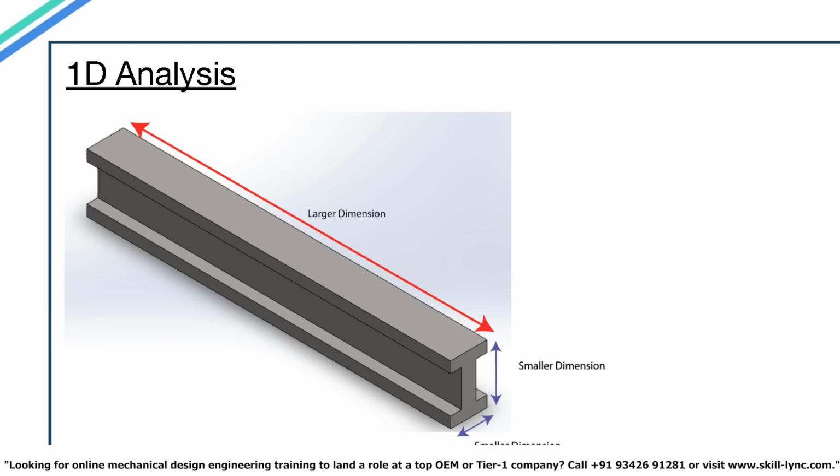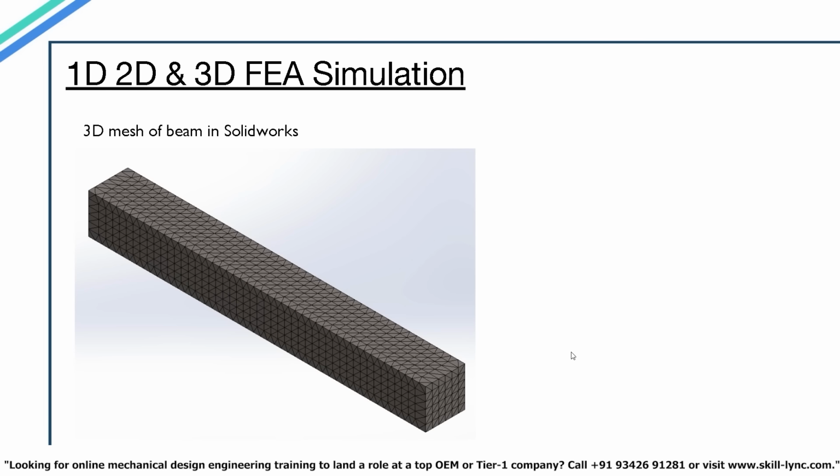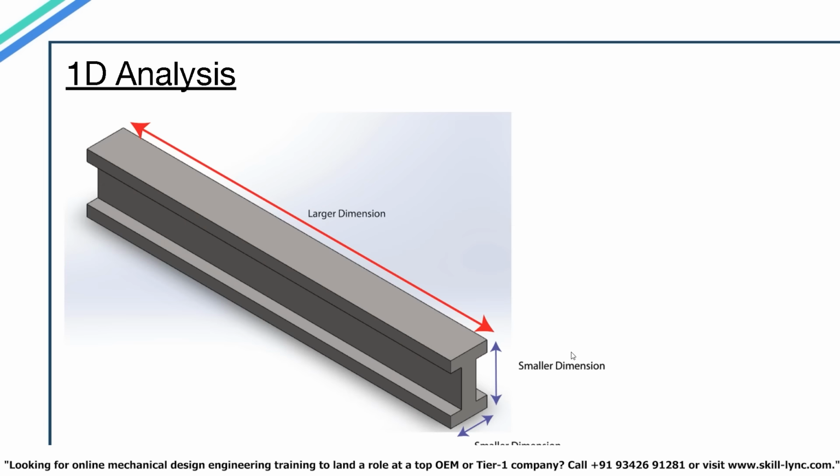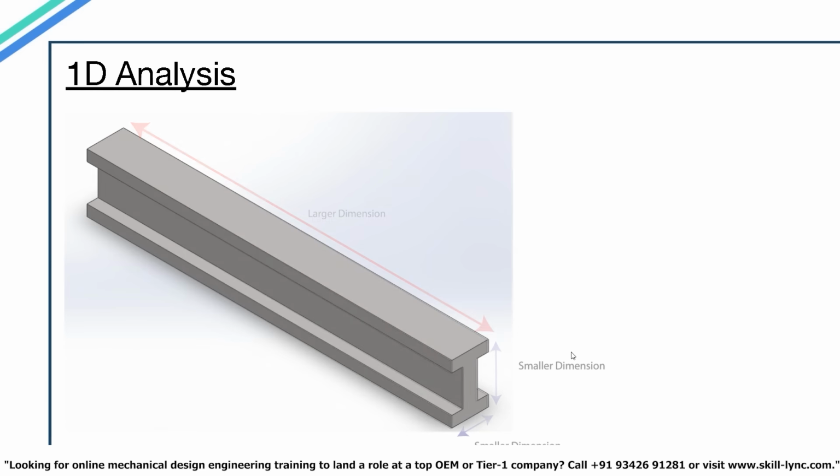The first one is 1D analysis. 1D analysis is used when one of the dimensions of the geometry for which we are performing FEA is significantly larger than the other dimensions. An example for this would be, let's say I have a long uniform beam and I am interested in looking at deformation caused by bending.